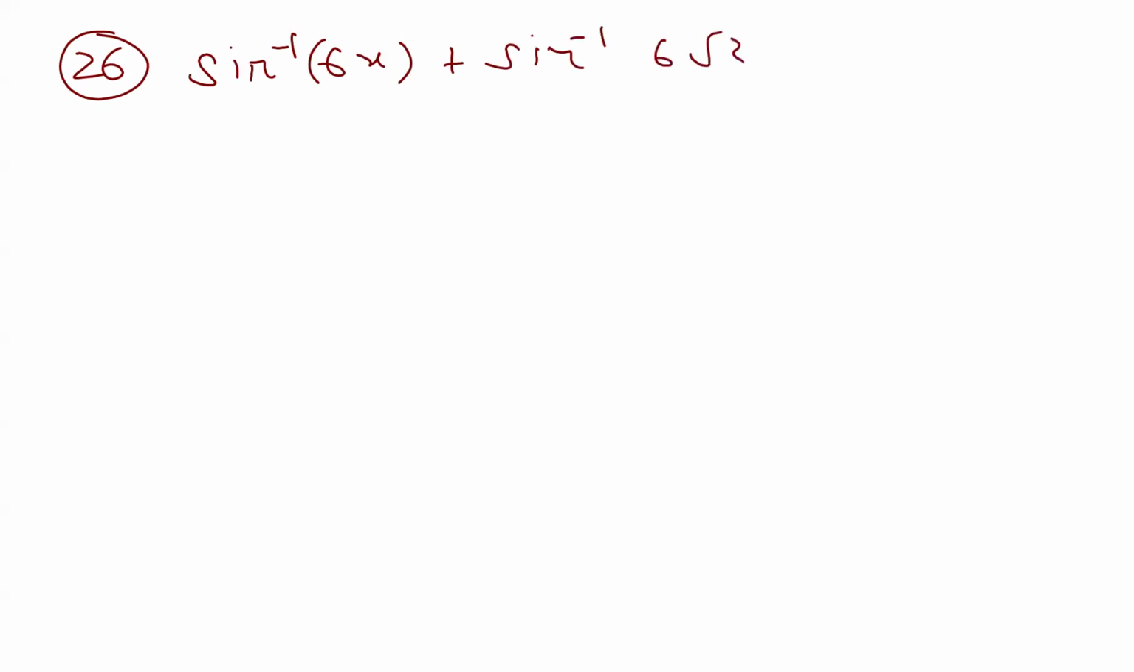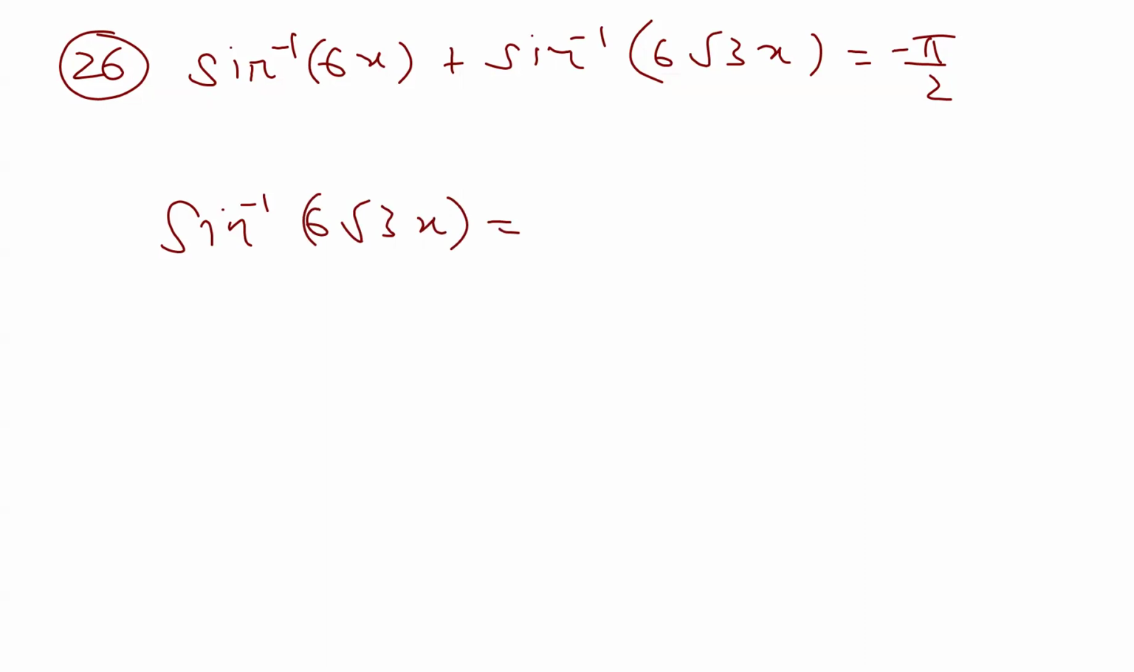We are starting with question number 26. Sine inverse of 6x plus sine inverse of 6 root 3x is equal to pi by 2. So sine inverse of 6 root 3x is equal to minus pi by 2 minus sine inverse of 6x. I'm taking this term on the right hand side.